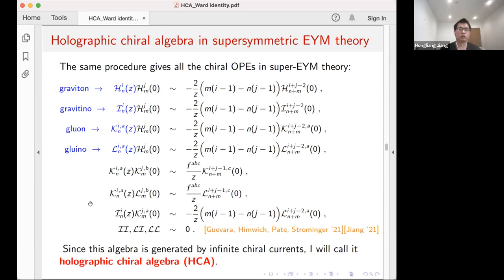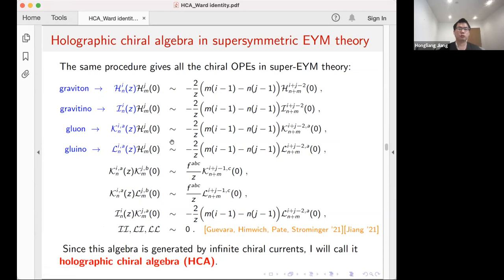So we can also work out the OPE between gluon and gluino, as well as the OPE between gluon and gravitino. And finally, the OPE between two fermionic operators is regular.